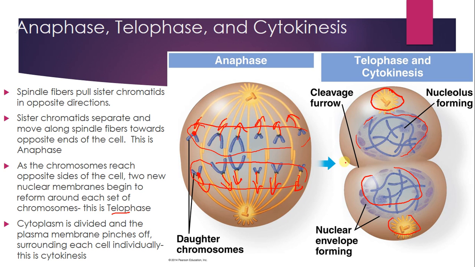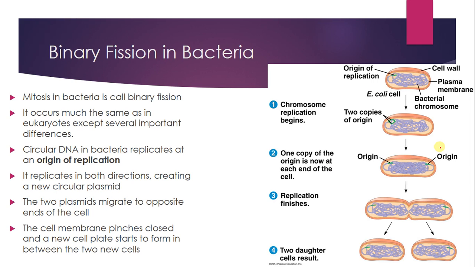and the plasma membrane that was around all of this starts to pinch off in the middle. This is called a cleavage furrow, and what's going to happen is it's going to pinch off and form two new cells. So the act of it pinching off and separating is called cytokinesis, or the separation. And that's how we get two new cells. It'll pinch off right here, two brand new cells.